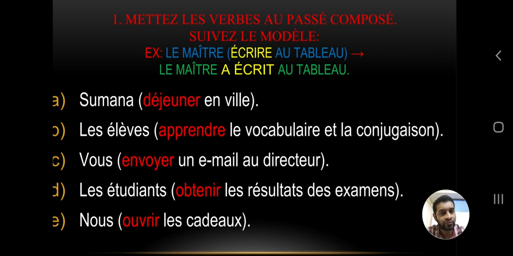Nous avons ouvert les cadeaux. So ouvrir we conjugate with avoir, not with être. As you saw, Mrs. Van der Tramp's list doesn't have any verbs with O. Nous avons ouvert les cadeaux. Now we'll see the answers.